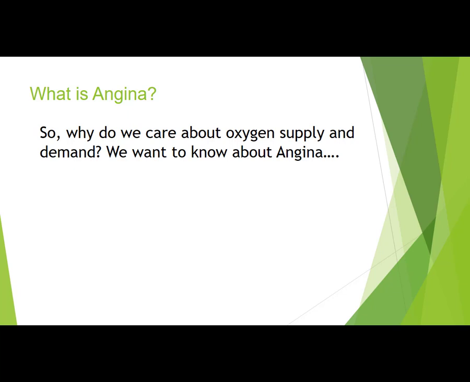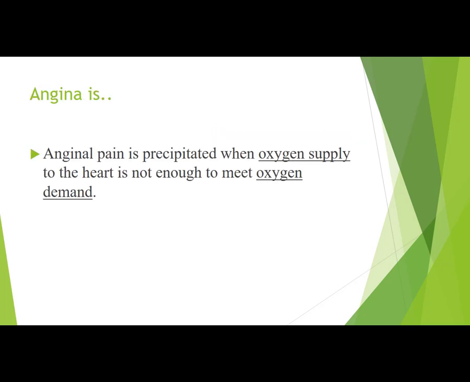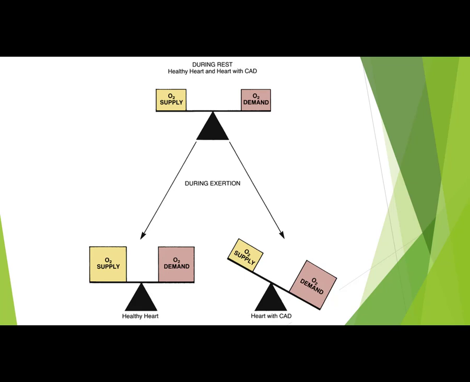So what is angina? Why do we care about this whole oxygen supply and demand thing? Well, we want to know about angina, and that's what this lesson's about, correct? Angina is actually precipitated when oxygen supply to the heart is not enough to meet oxygen demand. So there's an imbalance in the system. We can look at it in the schematic here.